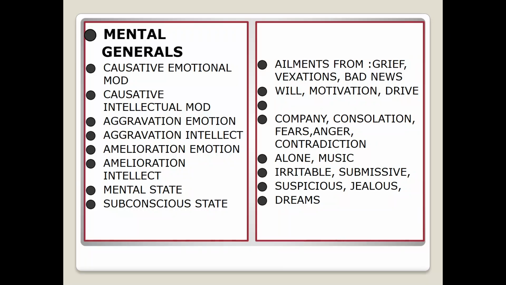Next is mental state. So mental state we will consider by describing the patient as he is irritable, submissive, suspicious, jealous, and last will be subconscious state. That is nothing but patient's dreams. So this is how we will consider the symptoms and put them in the hierarchy. These are the rules of evaluation which are very important.